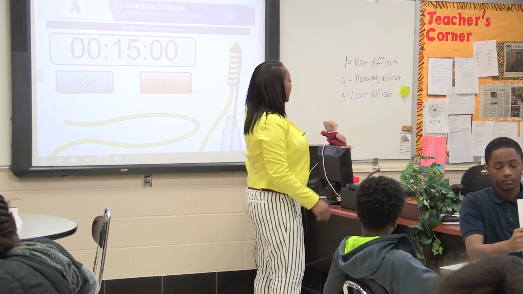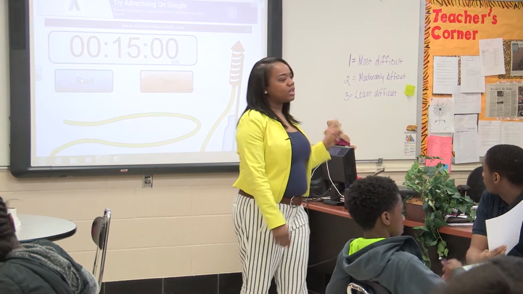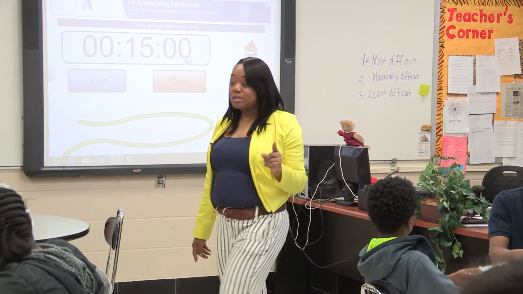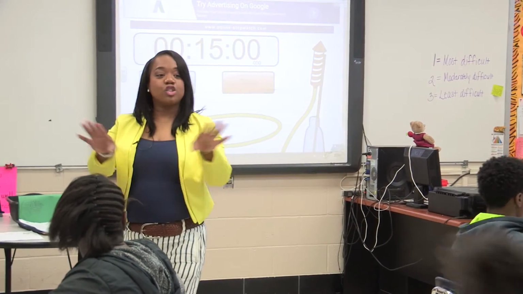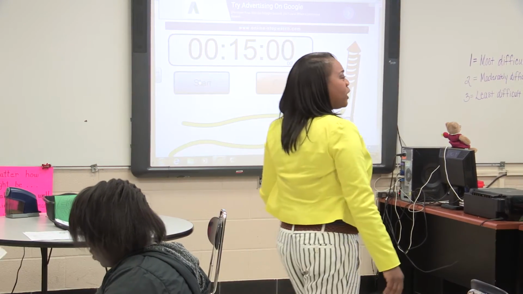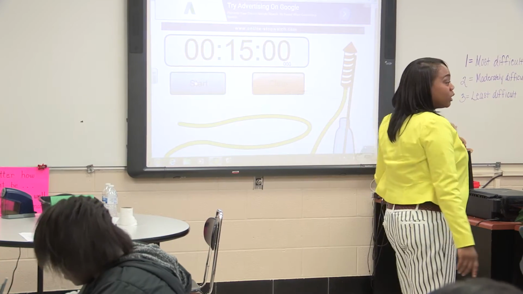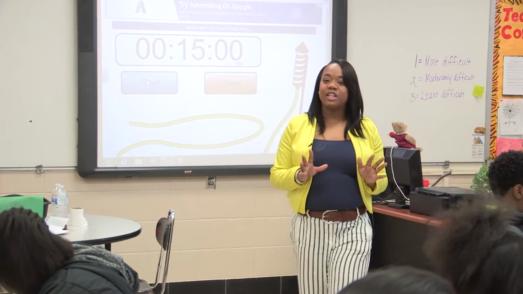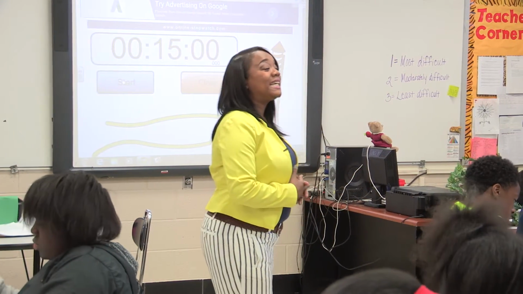Now that everyone has completed all 3 tasks, in the upper right-hand corner, I want you to give it a 1, 2, or 3. Which one of those tasks do you think was the most difficult? And this is your opinion. You don't have to agree with the people in your group. Which one was moderately difficult? And which one was the least difficult?